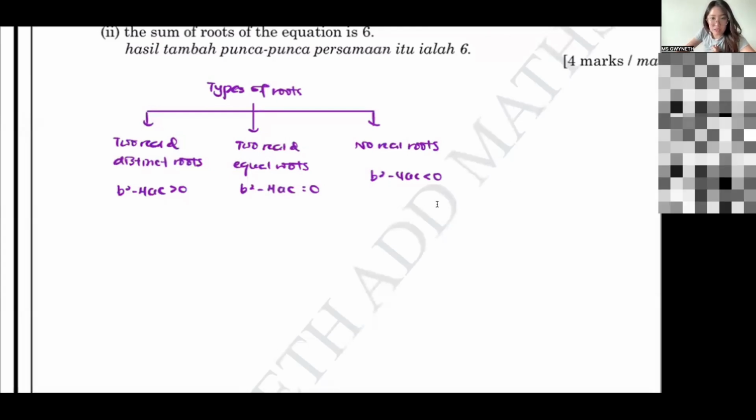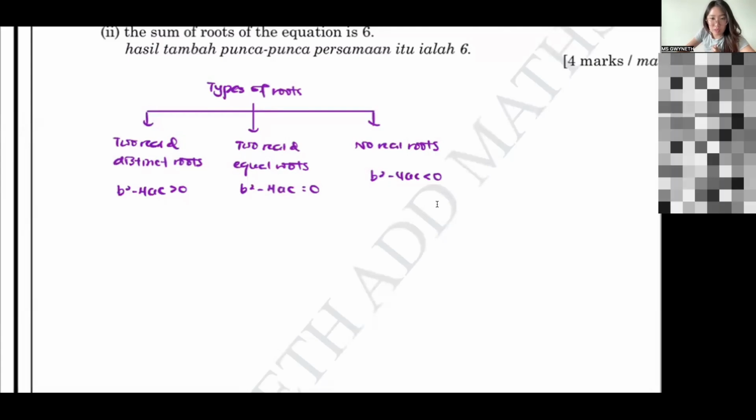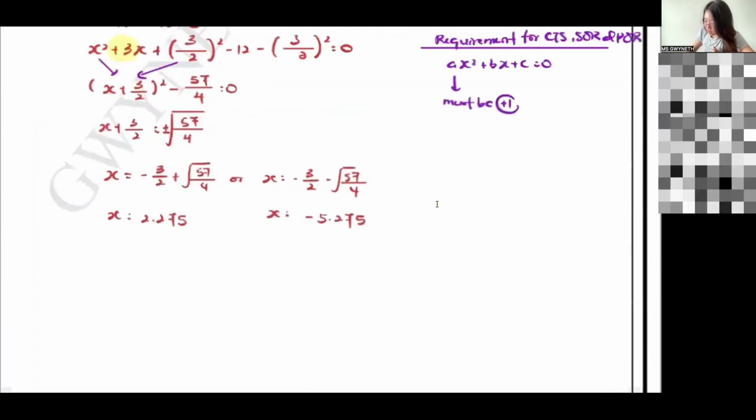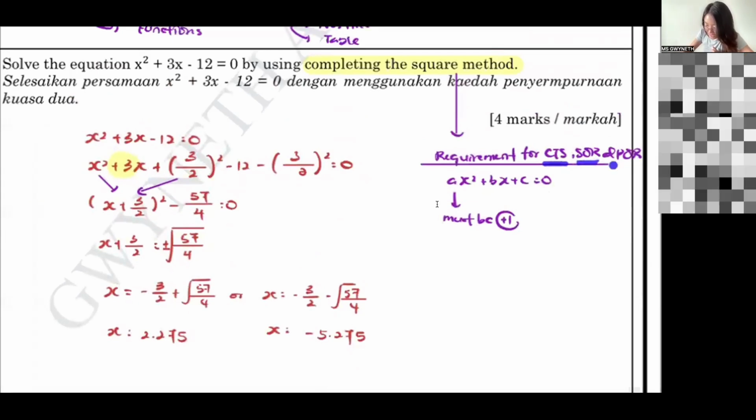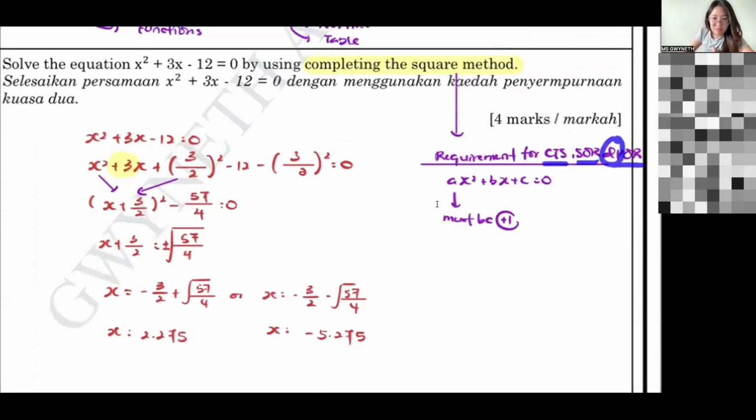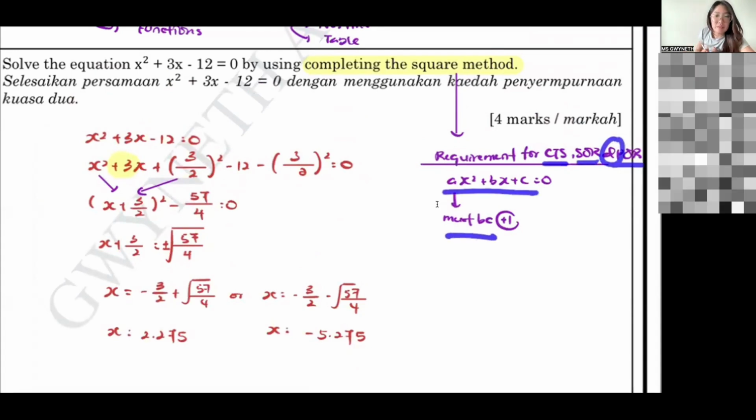Teacher, just confirming, the CTS SOR needs to equal POR? No. This is completing the square. SOR and POR, the requirements are the same. Okay?